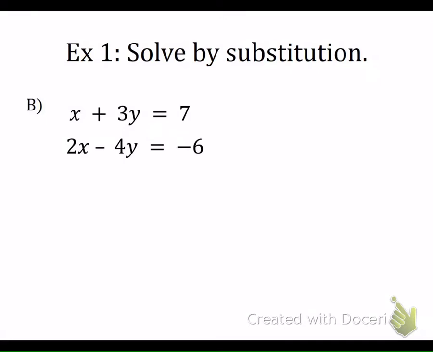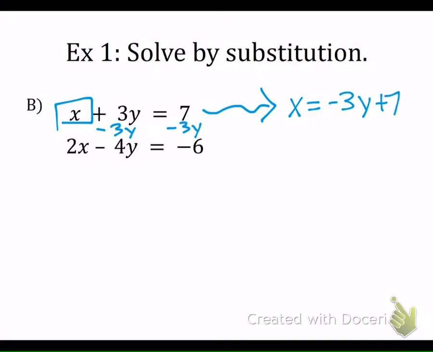Now this one's a little trickier because we don't have a variable all by itself yet. Do you see one that will be really easy to get by itself? Which one? The top, which variable? Yeah, so I'm going to go for this guy right here. How am I going to get that by itself? Subtract 3y, right? I want to get that x by itself. Like that. Okay? So I have x equals negative 3y plus 7.